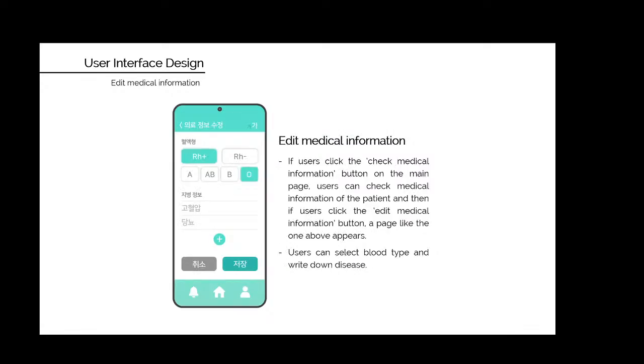Lastly, on the main page, if users click the Check Medical Information button, users can check medical information of the patient. And then, if users click the Edit Medical Information button, a page like the one appears. Users can select blood type and write down disease of patient on this page.